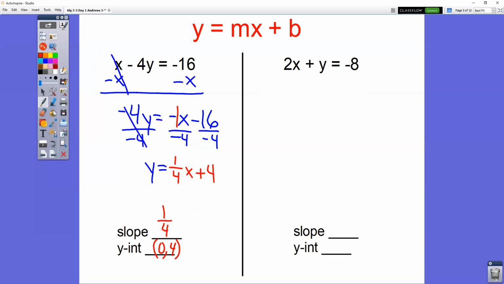This one is a little bit different, because notice that there's no number in front of that y. Now, technically, there's a 1 there. But this one's going to be just less steps.